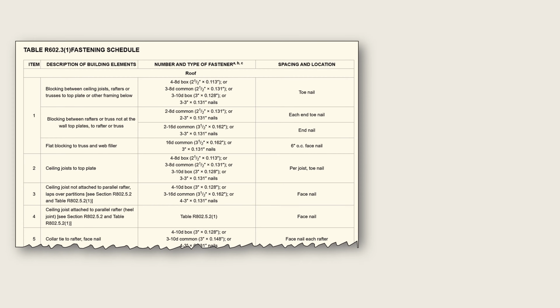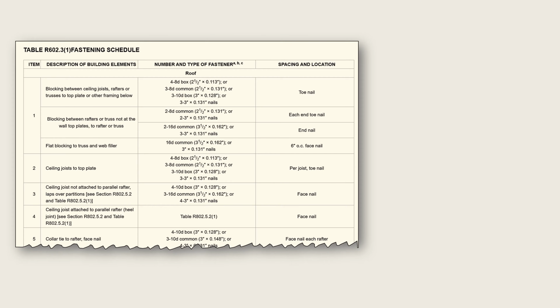The fastening schedule is one of the most important tables in prescriptive wood construction as well as engineered construction. This table provides nail fastening requirements for various framing elements in wood construction. This table or versions of this table will generally be included by designers and engineers in their drawings to guide the contractor on the fastening requirements on a particular project.